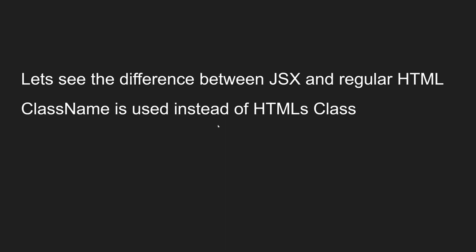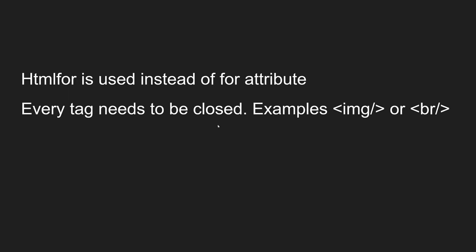Okay, so now let's see the difference between JSX and regular HTML. We need to use className instead of the HTML class. Why? Because class is a reserved keyword. This is JavaScript code, right? So className should be used instead of class. And htmlFor is used instead of the for attribute. Whenever you write a label and an input element, the ID will be represented for the label using for. So here we need to use htmlFor instead of for.